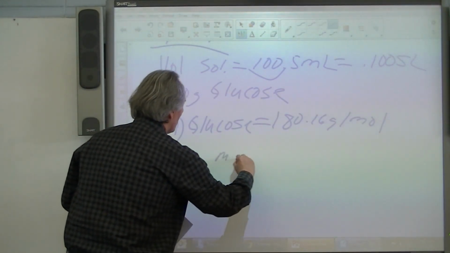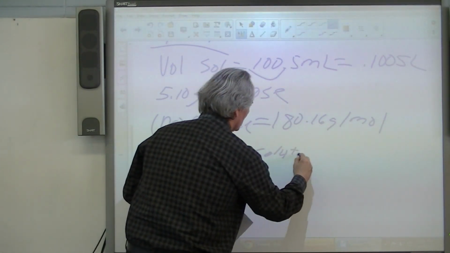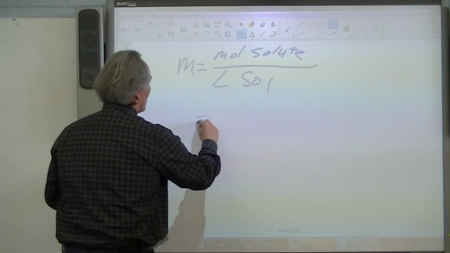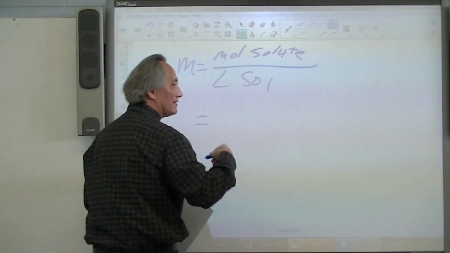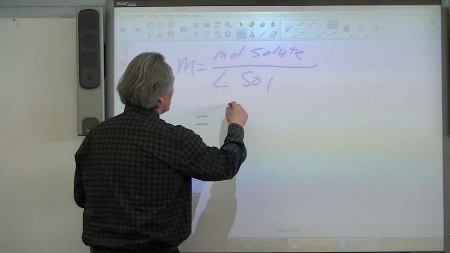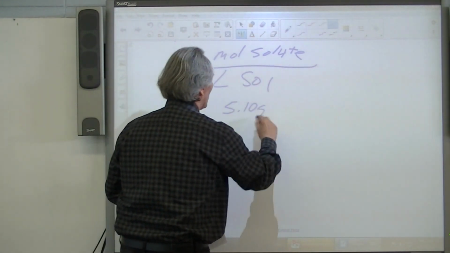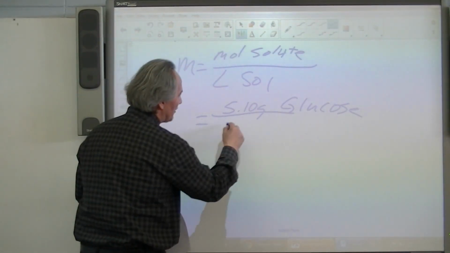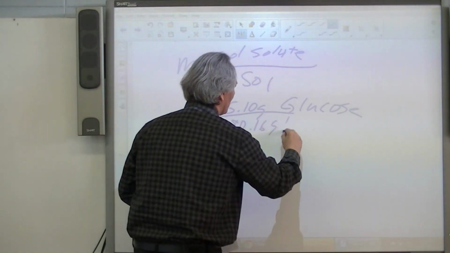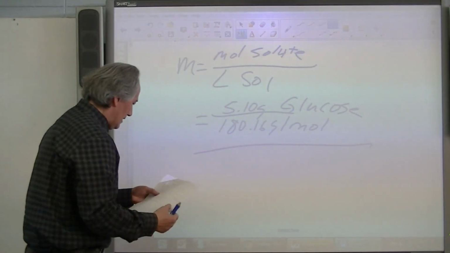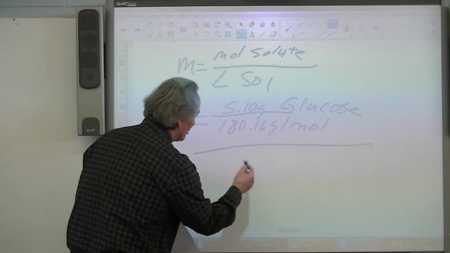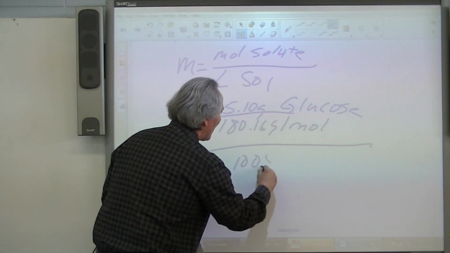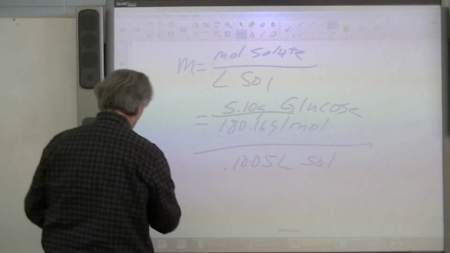Molarity equals moles of solute divided by liter solution. Let's identify the moles of solute. That was the moles of glucose, which was our solute. We were given 5.10 grams of glucose, our solute. The molar mass of glucose is approximately 180.16 grams per mole. All of that is divided by the liter solution, which we calculated from milliliters to liters, which was 0.1005 liter solution.